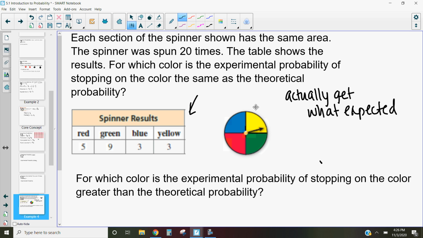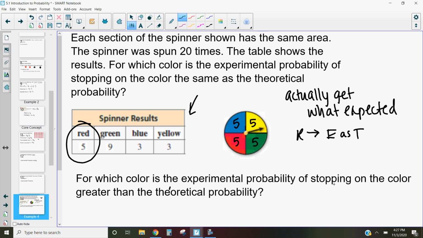Well, for yellow, if we spun this 20 times, I would expect to get it 5 times because it would be 1/4 of 20. I'd expect to get green 5 times, red 5 times, blue 5 times. Which one did I actually get the same number of times that I expected? I expected to get each of them 5 times. The only one that I actually got was red. So red had the same experimental probability as it did theoretical.